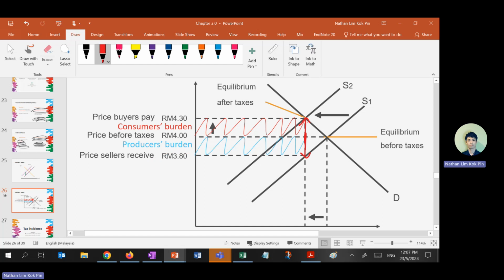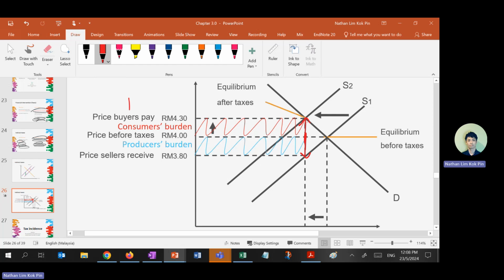A lot of students will write 30 cents because they thought it's the vertical distance between 2 equilibria, which is wrong. It's the vertical distance between 2 supply curves, not 2 equilibrium prices. Does it make sense? So this is 50 cents. All right. First thing, do I make you understand so far? Yes.